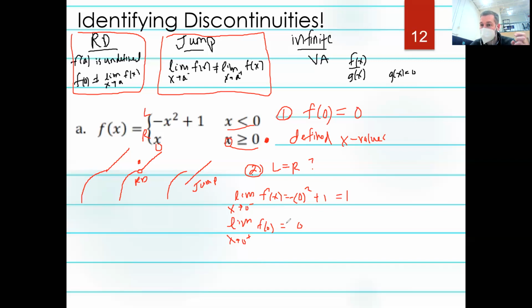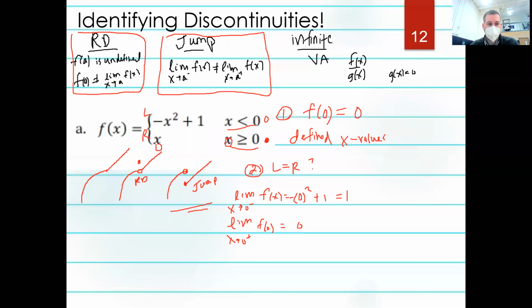And then on the right side, it's going to start at 0. So we can see that from the left it's going up to 1, and then it's stopping and jumping down and going down to 0. Okay. We have an open circle on one and then a closed circle on the other. That clearly indicates a jump.